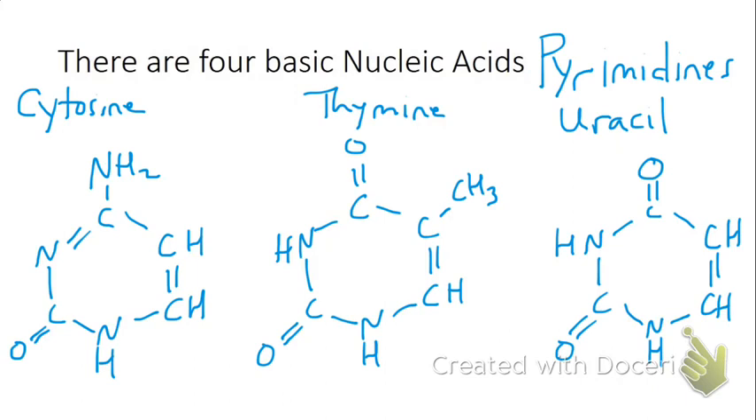Before we get to that, here are the nitrogens that will again attach to either the ribose or the deoxyribose to make the nucleotides. So in DNA, we see thymine. In RNA, we see uracil. And the question is, why?